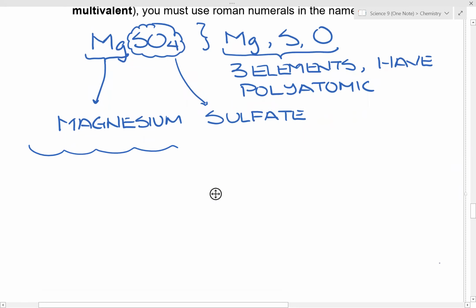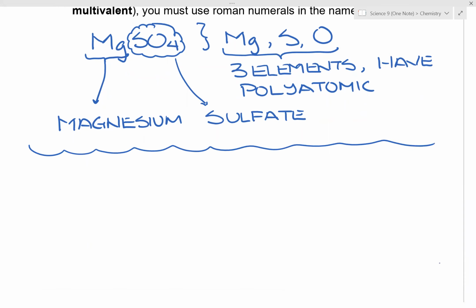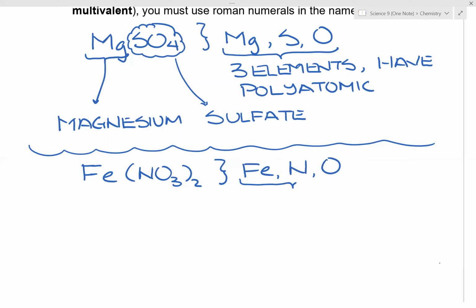Now, let me give you another example. Let's say we had Fe, NO3 brackets 2. Again, the first step you do is you notice you have Fe, you have N, and you have O. Again, you have the 3 elements, therefore, polyatomic.